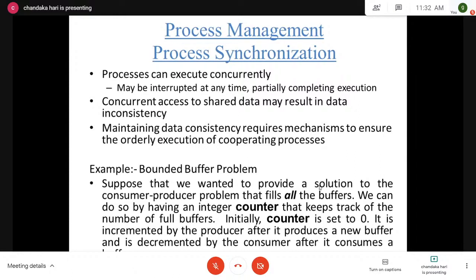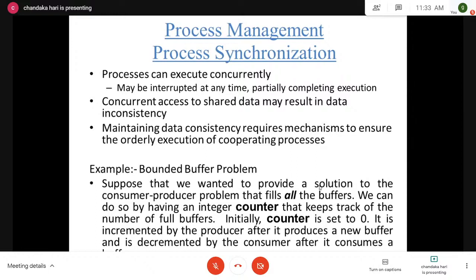How can you understand this problem? Let us see what is cooperative process organization. Already in the fourth session we have seen the bounded buffer problem. So what is a bounded buffer? There is a practical limit on the buffer size. So the producer and consumer both use this particular buffer.